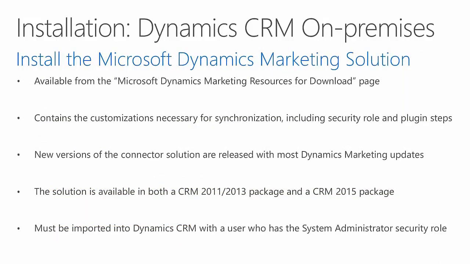The Dynamics Marketing Connector security role, Service Bus plugin, SDK message processing steps, custom fields, and other customizations are contained within a managed solution that must be installed within the CRM organization. This solution can be downloaded from the Microsoft Download Center and imported into the destination CRM organization from the Solutions page under Settings. Two versions of the solution are available to support customers who are using a CRM 2011 or 2013 environment, as well as customers using a CRM 2015 environment. New versions of the solution are occasionally released when updates are deployed to Microsoft Dynamics Marketing, and the latest version of the solution is required to ensure a working configuration.